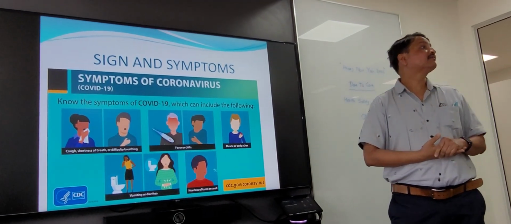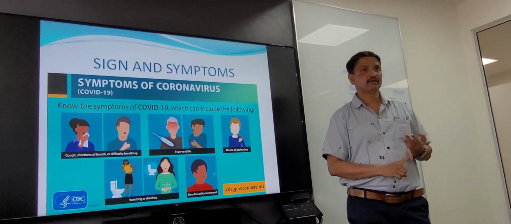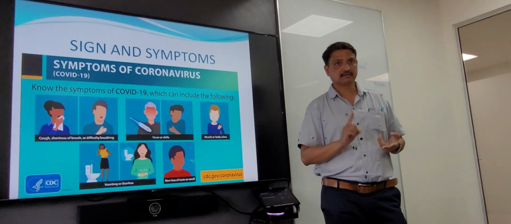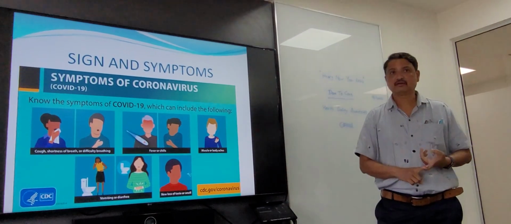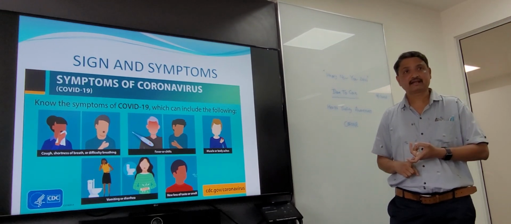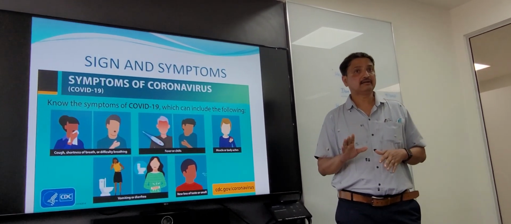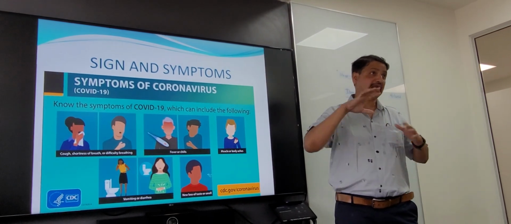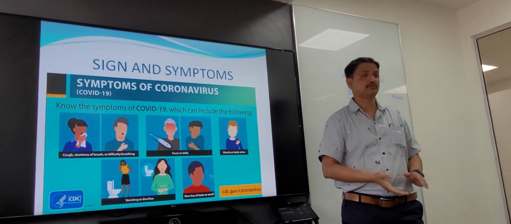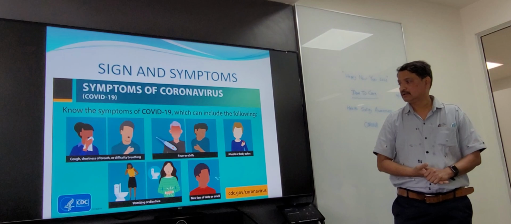Symptoms everybody knows, as sir was saying, anybody having cough, sneezing, running nose, fever, with or without chills, body ache. Sometimes, rarely, it presents with diarrhea also, vomiting and diarrhea. So any vomiting, diarrhea also can be a symptom, though not a primary symptom of corona. Can be a symptom of it.